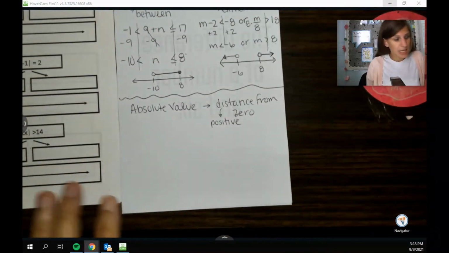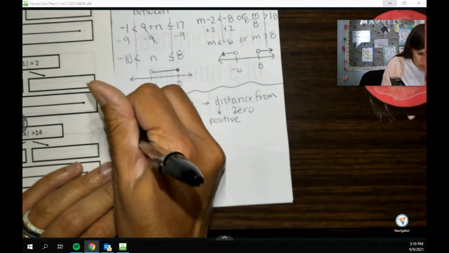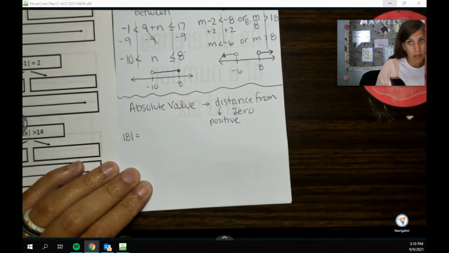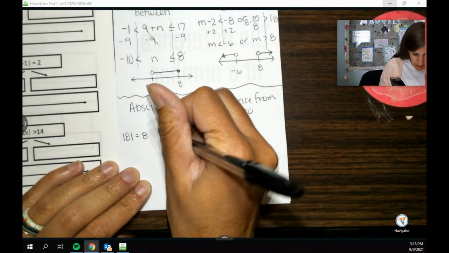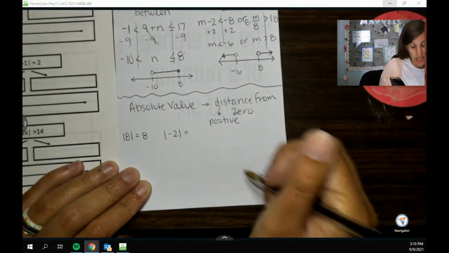And the reason that it's always positive is because distance is always a positive value. So some real quick examples. If I asked you, what is the absolute value of 8? They would just say 8. The absolute value of -2 is 2.